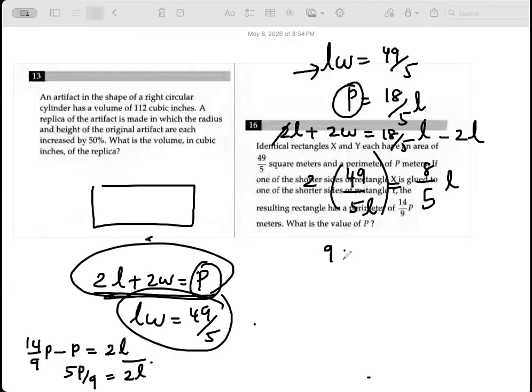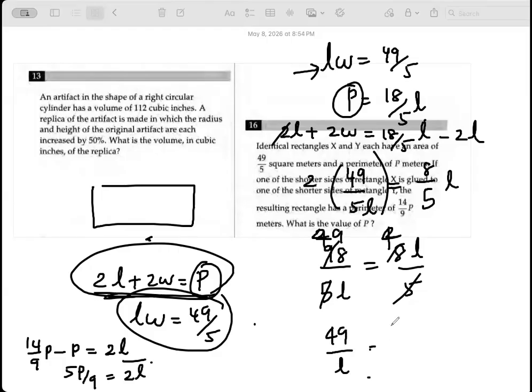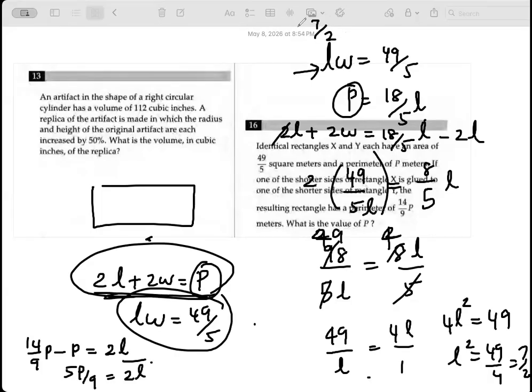So this will be 98 by 5L is equal to 8L by 5. 5 gets cancelled, 2 4s are 8, 2 9s are 18. Okay, that's good. So 49 by L will be equal to 4L by 1. So 4L square equal to 49. L square equal to 49 by 4, which is 7 by 2. Okay, so L is 7 by 2.